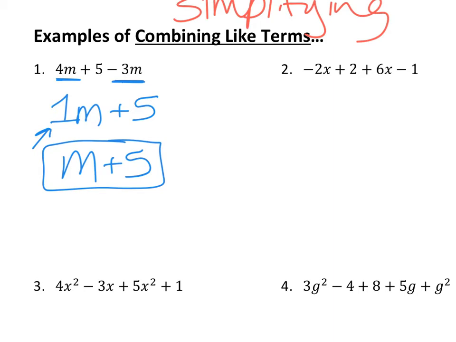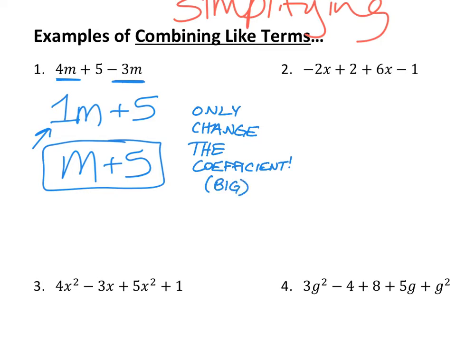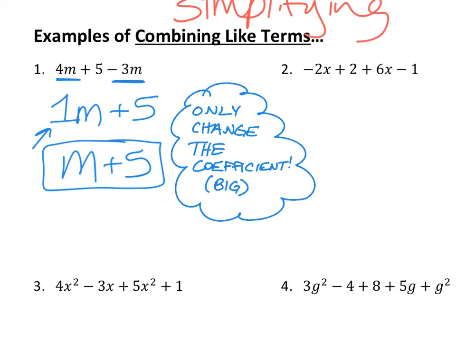Awesome. Now here's a note I want to make sure we have, because when we get more complicated questions, you might run into this. When we added the m's together, did we change the letter? No. Did we change the exponent at all? No. So the only thing we're going to do when we're CLTing is only change the coefficient. Only change the coefficient when we're doing this, which is the big number. You don't change the letter, you don't change the exponent. Only change the coefficient. That will make sure you're combining them together the way you need to.